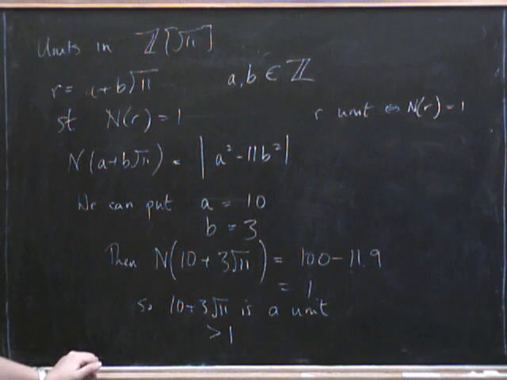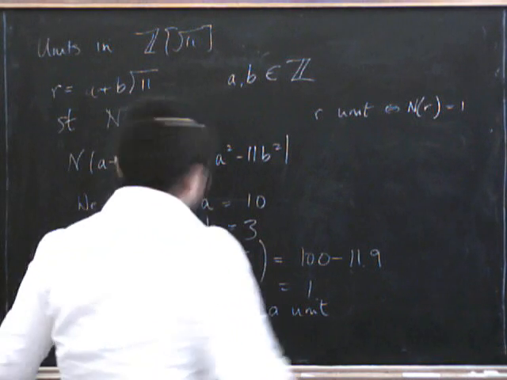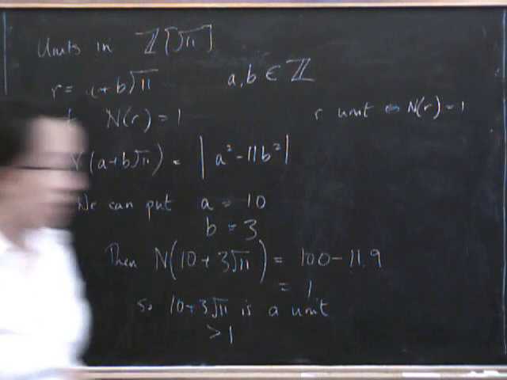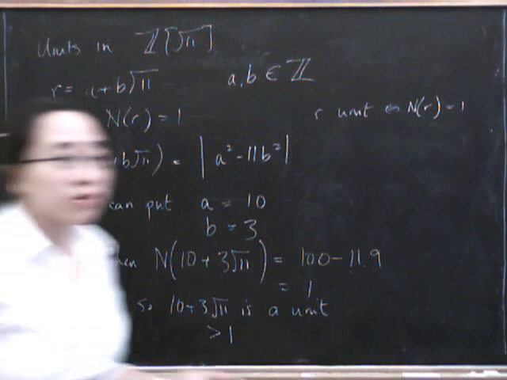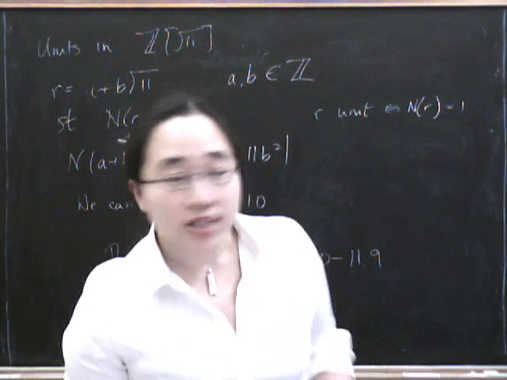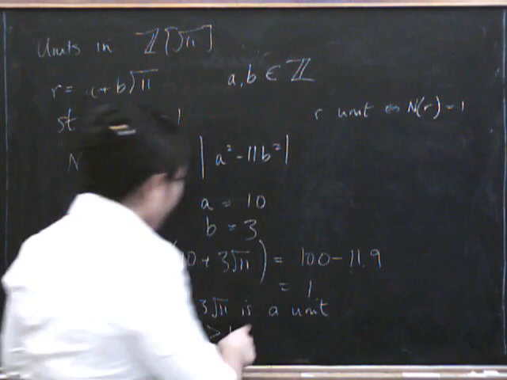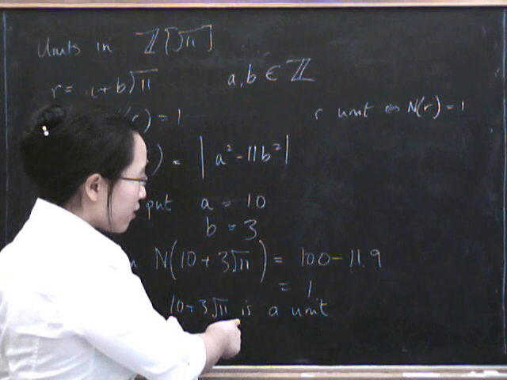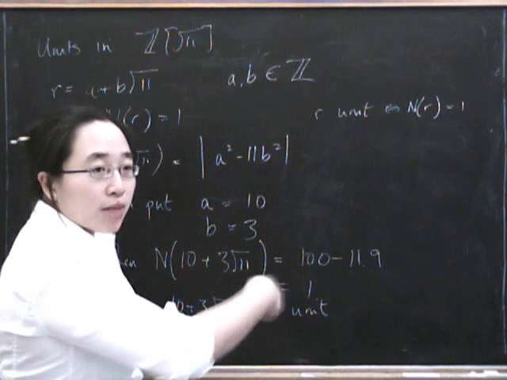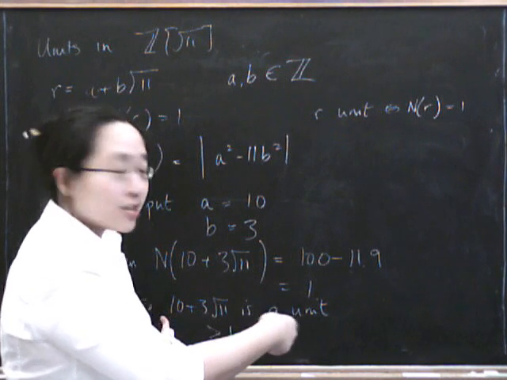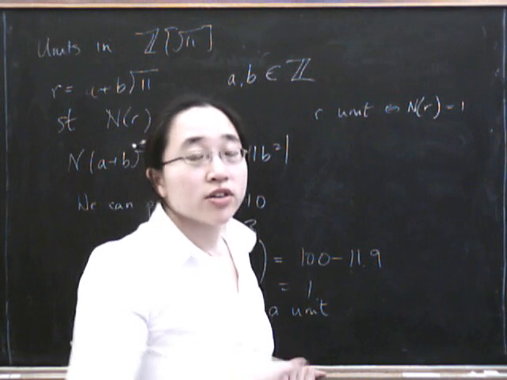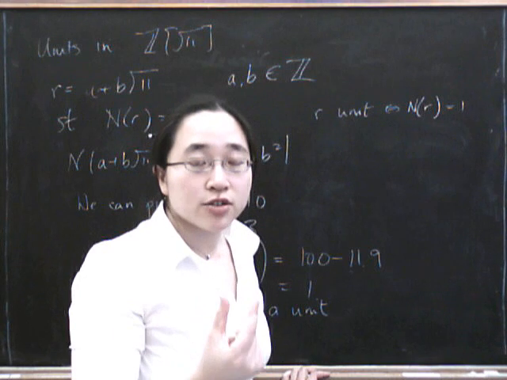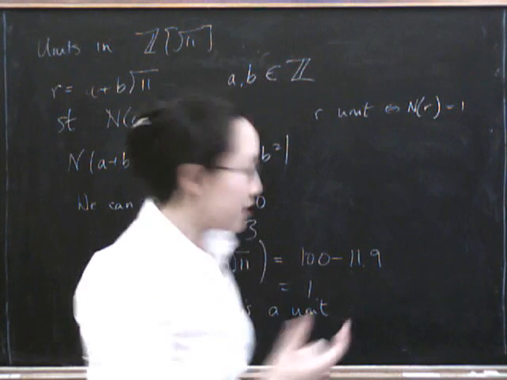Now what's the significance of it being greater than 1? Well, the next thing that you're asked to do in this question is to use this to show that the group of units of Z root 11 is infinite. And the point is that because this is greater than 1, you can keep multiplying it by itself and get different numbers. Now, you know that the units form a group, so if you multiply any two units together, then you definitely get another unit.